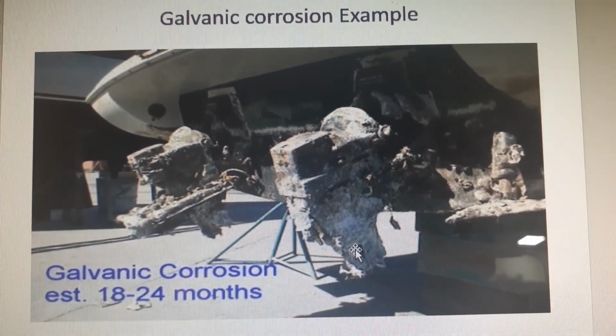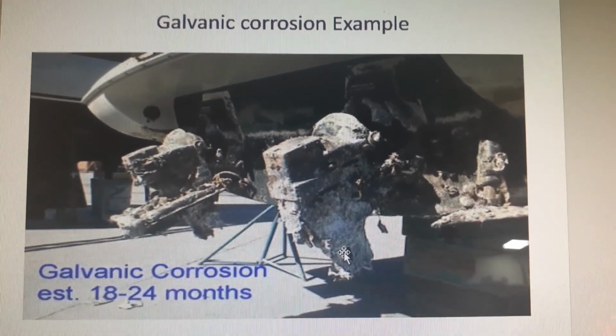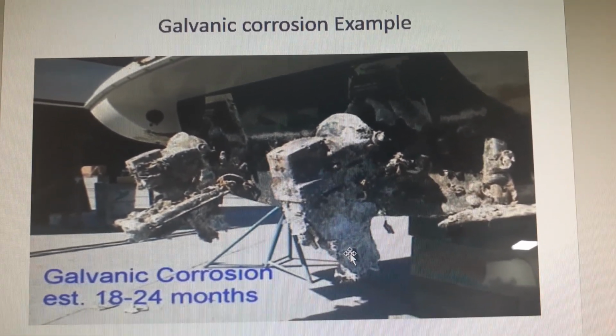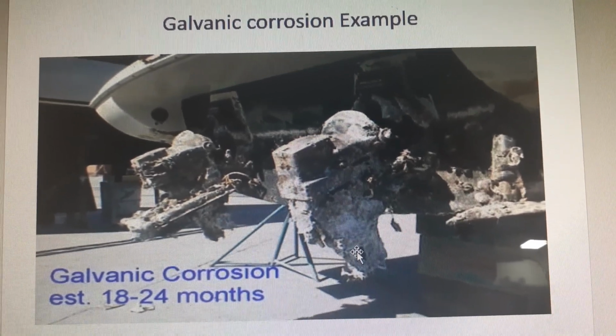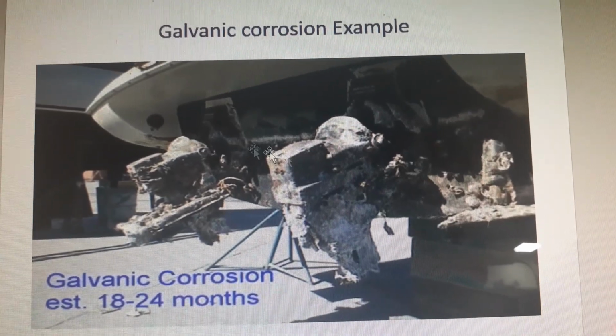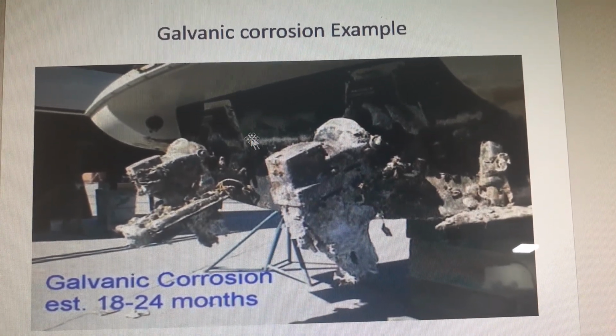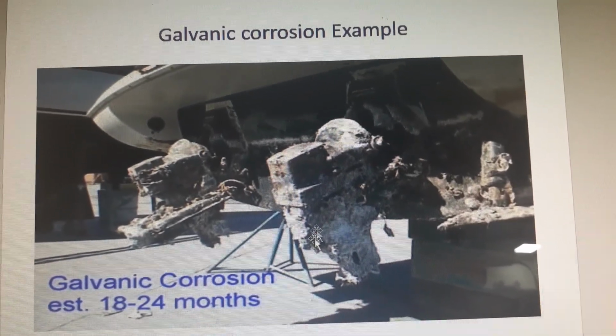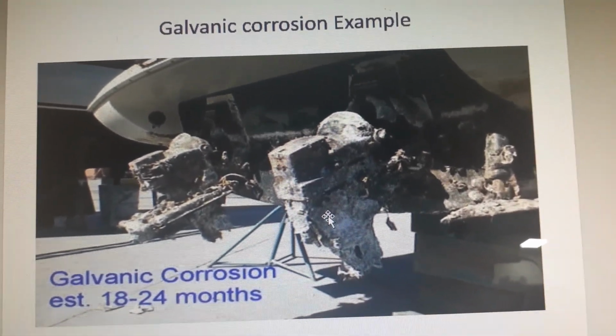This is the example of speed boats. As we know, the speed boats which are used in the oceans, we can see the parts which are submerged into the water. This kind of corrosion can take place.